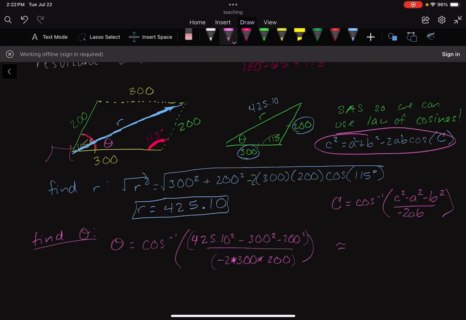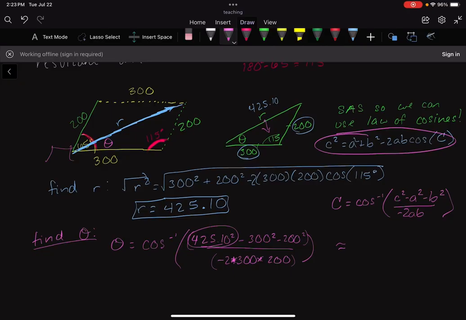Oh no, I did this completely backwards. I am so sorry. When I typed this in just now, oh my gosh, I got 115 and I was like, what? That's not the angle I was looking for. I'm looking for theta. It's because when I plugged it in, I used this as my C. So I was finding the one across from that side.